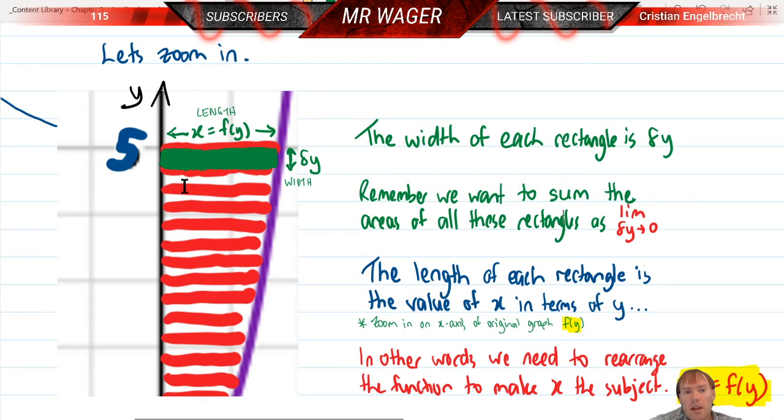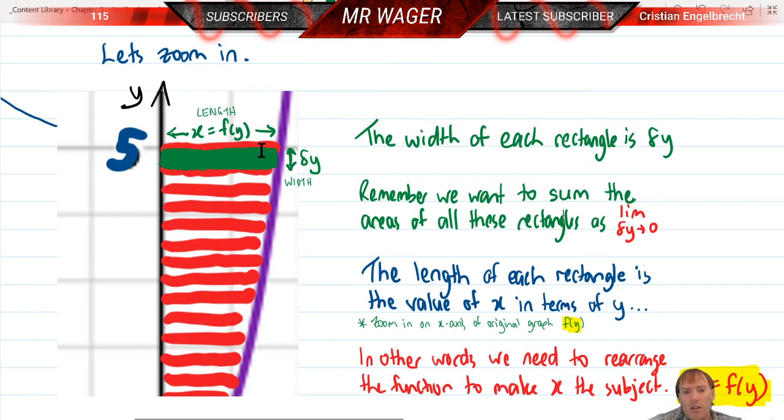So let's look at the dimensions of this rectangle. Let's look at the width. The width in this instance is this section here. It's kind of like the height of my rectangle. And the height is delta y. It's the difference in my y values this time. It's not delta x because we're dealing with the vertical axis. It's delta y. That's the width of my rectangle.